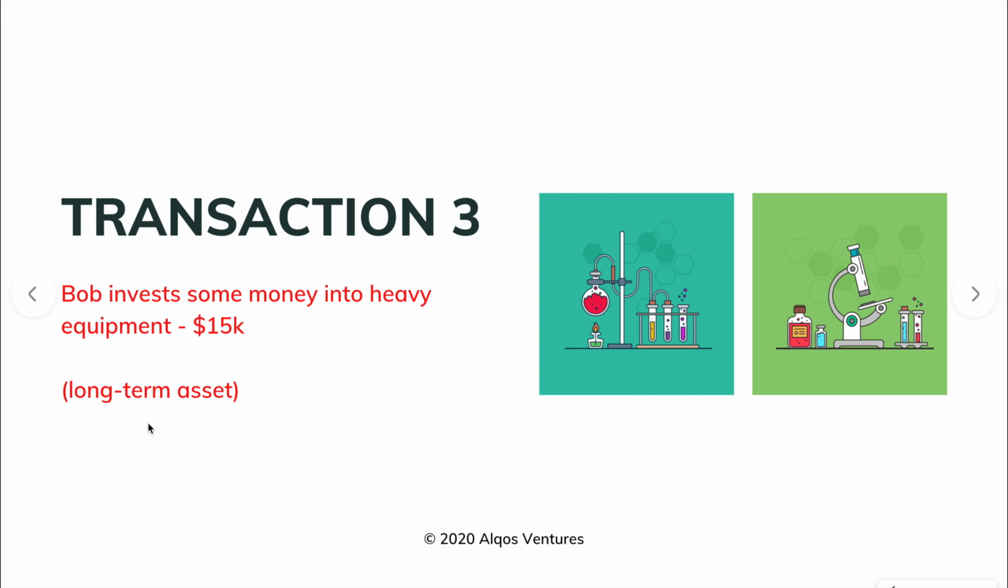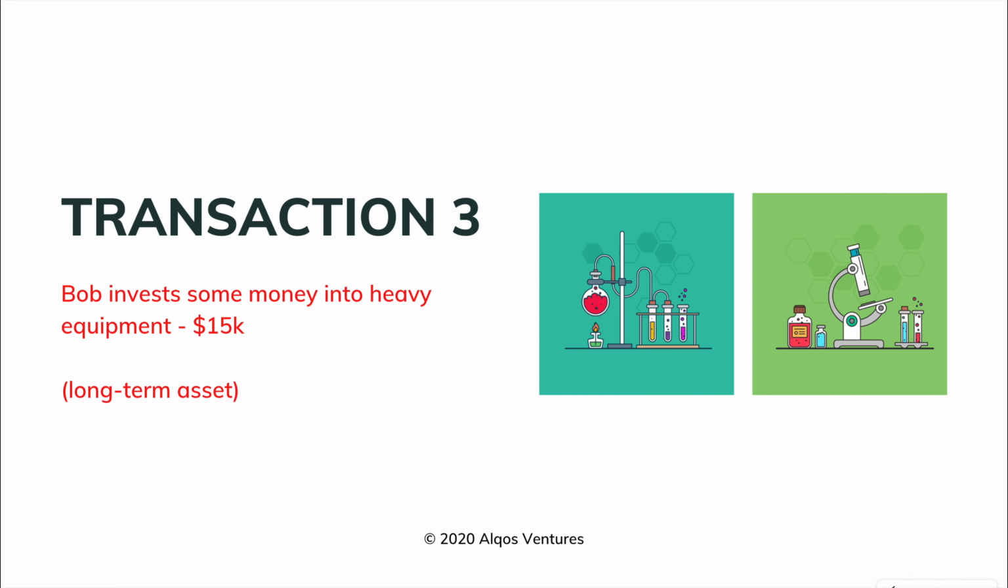And of course, this asset is also depreciated over the years, such as to reduce the value of that asset in accounting terms. But let's not look at that now. Let's summarize once again. Bob started off by investing $30,000 as capital. Then he went out and bought $2,000 worth of stationery and office supplies.